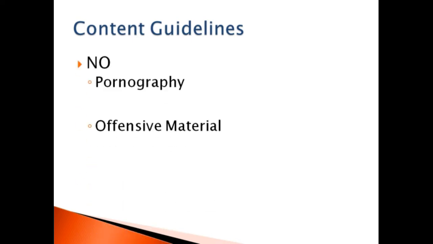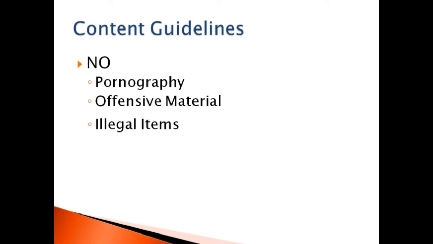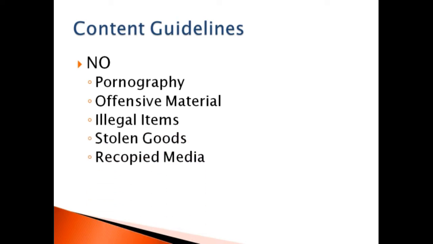Now let's talk about content guidelines. Essentially, what does Amazon allow you to do and what does Amazon not allow you to do? Now, most of this slide is going to be made up of things that Amazon does not allow. For example, they do not allow pornography. They do not allow offensive material, illegal items, stolen goods, recopied media. I think that's pretty much self-explanatory, since most sites don't allow illegal stuff or pornography or adult material.